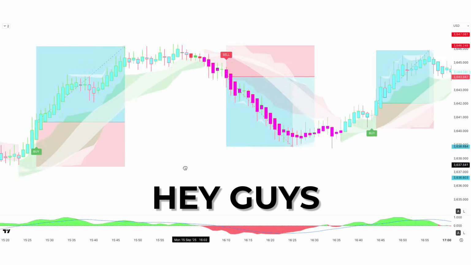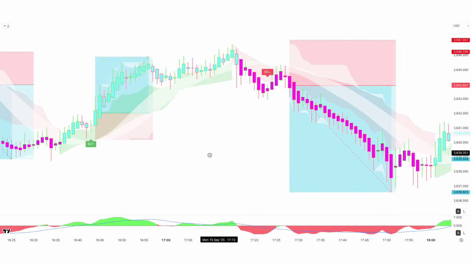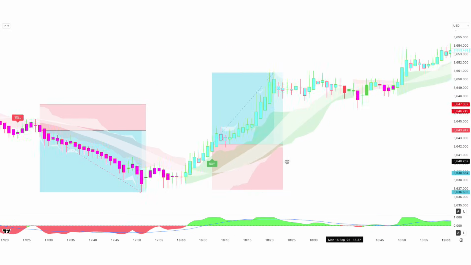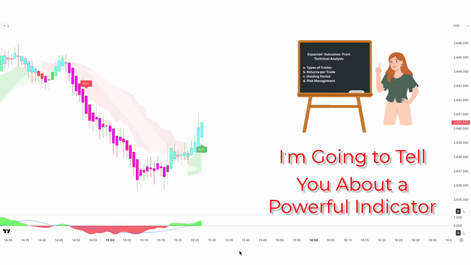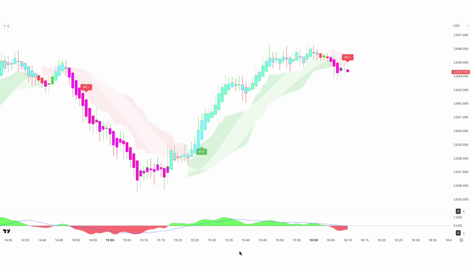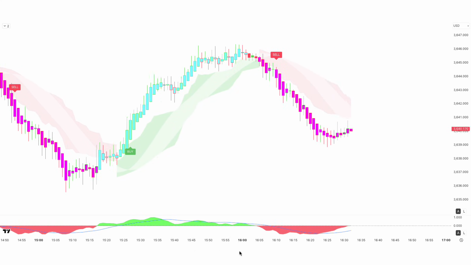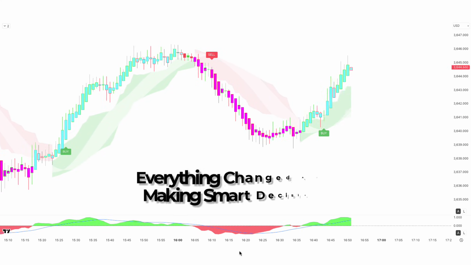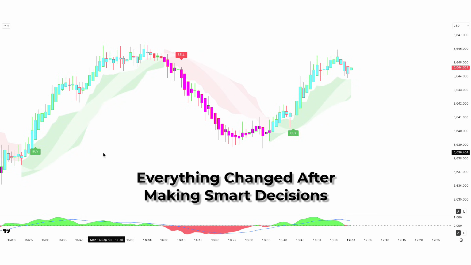Hey guys, if you're struggling with trading, the problem isn't the market, it's your strategy. Today, I'm going to tell you about a powerful indicator that transformed an average trader into a consistent profit maker. Getting rich didn't happen overnight, but everything changed after making smart decisions.